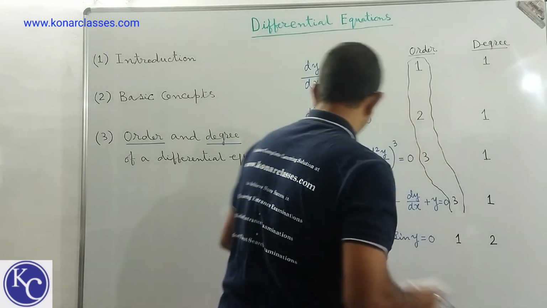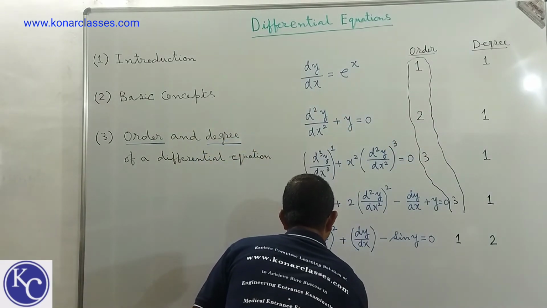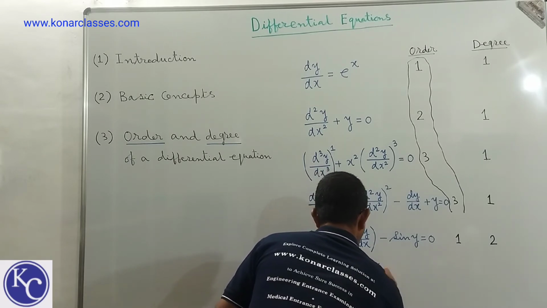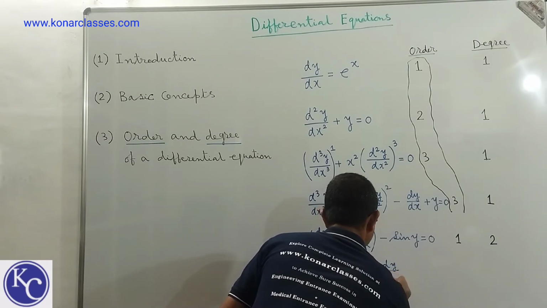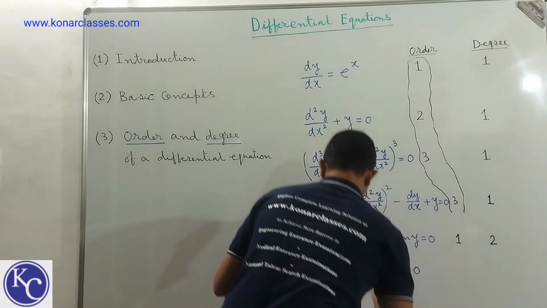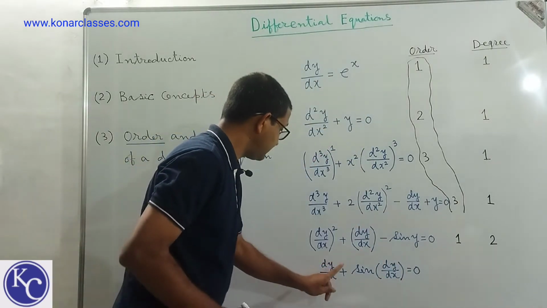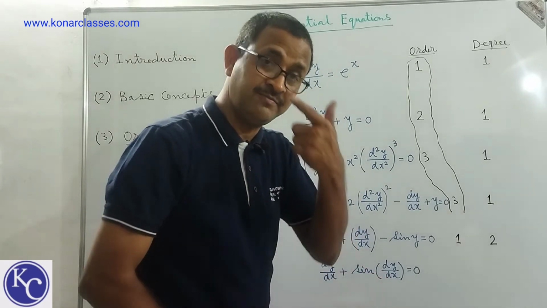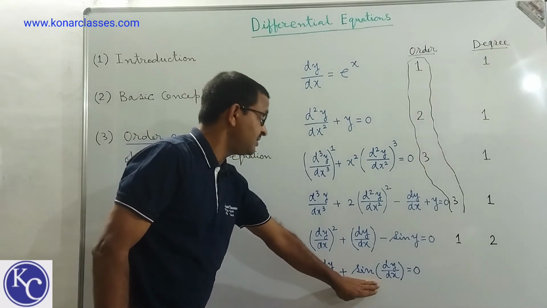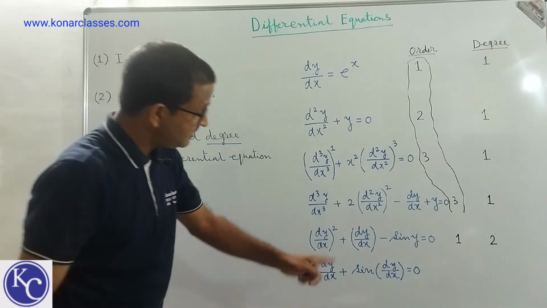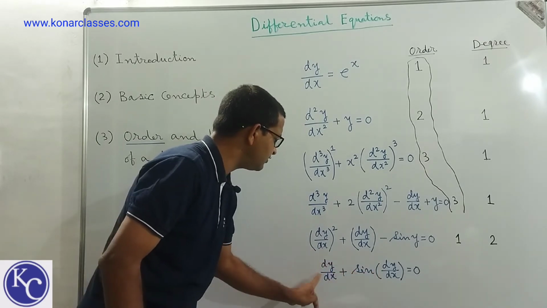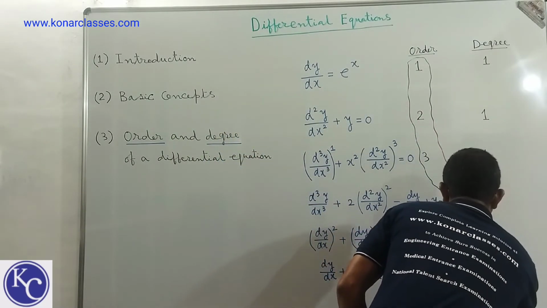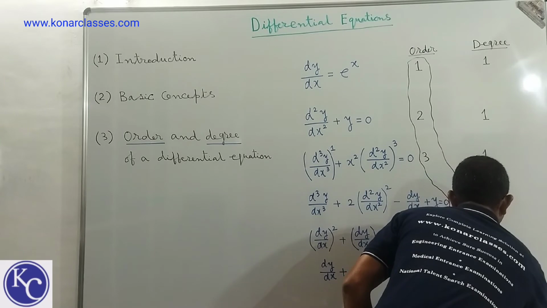Now let us take another example: dy/dx plus sin(dy/dx) is equal to 0. This is not a differential equation in which the derivatives are expressed as a polynomial expression. So its degree is not defined, but it has an order. What is the order? It is 1, because the first order derivative appeared in this differential equation. So its order is 1, but its degree is undefined.